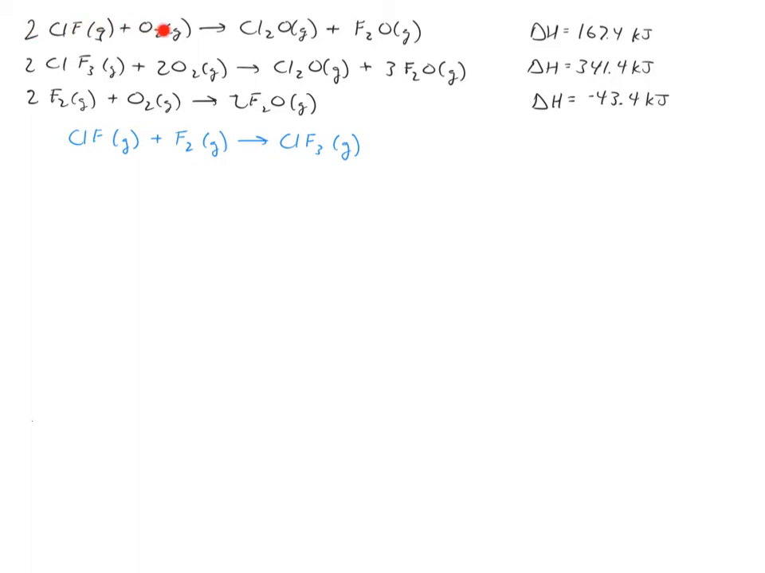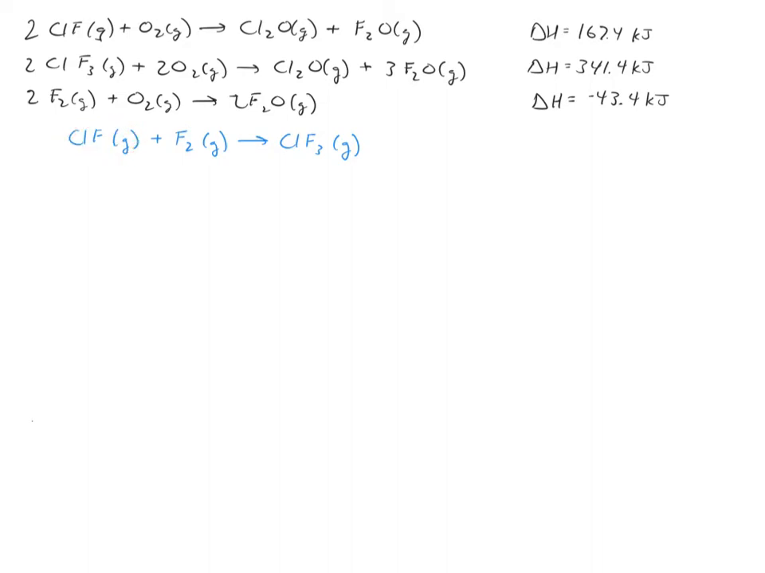We know the delta Hs of the first three reactions, including 2ClF gas plus O2 gas makes Cl2O gas and F2O gas. We also know the next two. So we've got to build this final blue reaction out of these first three reactions. To do that, as we did in class, we use our unknown as a guide. From our unknown reaction, I need one ClF gas as a reactant.